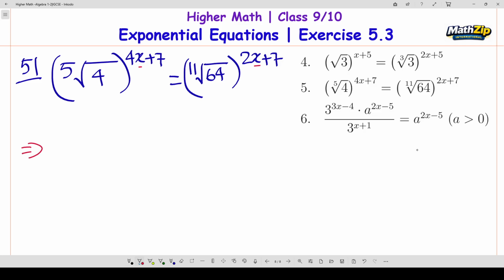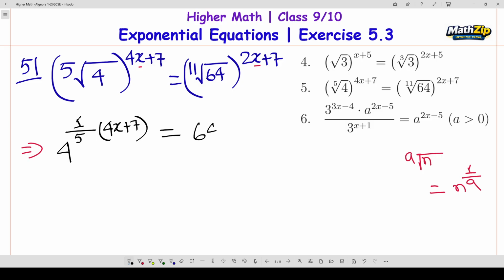So we know the nth root of a can be written as a to the power 1 by n. Same thing, we can write 4 to the power, for the fifth root, 1 by 5, times 4x plus 7. Here is also the same thing, 64 to the power 1 divided by 11, times 2x plus 7.